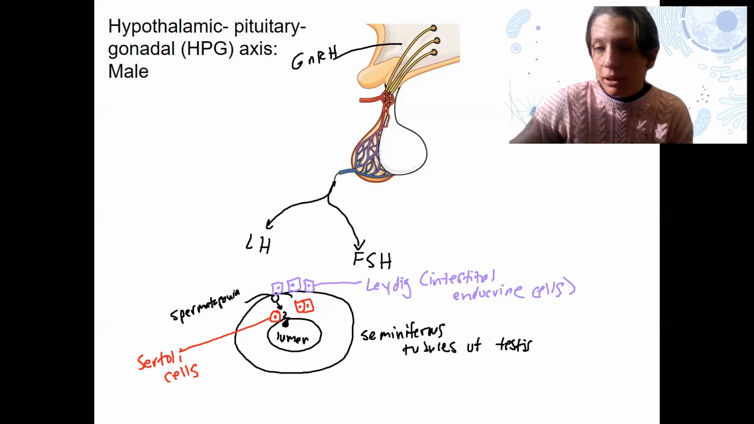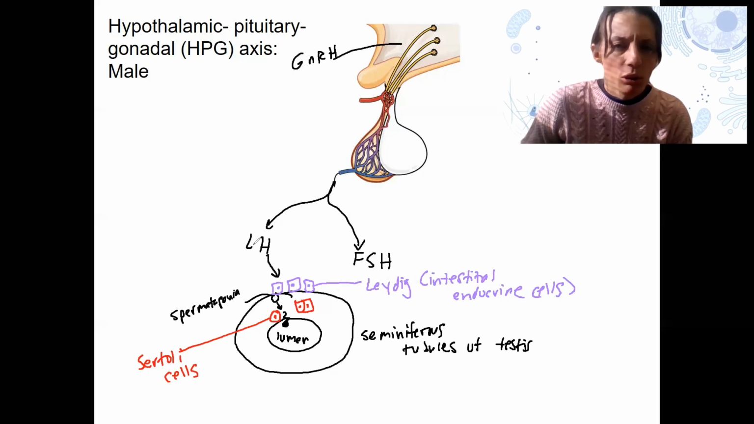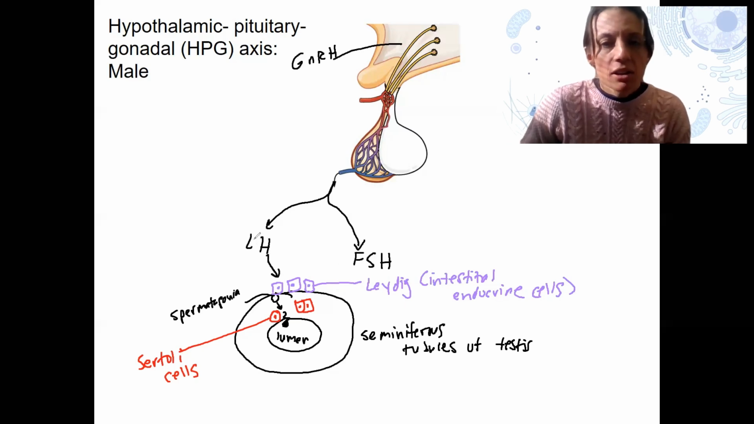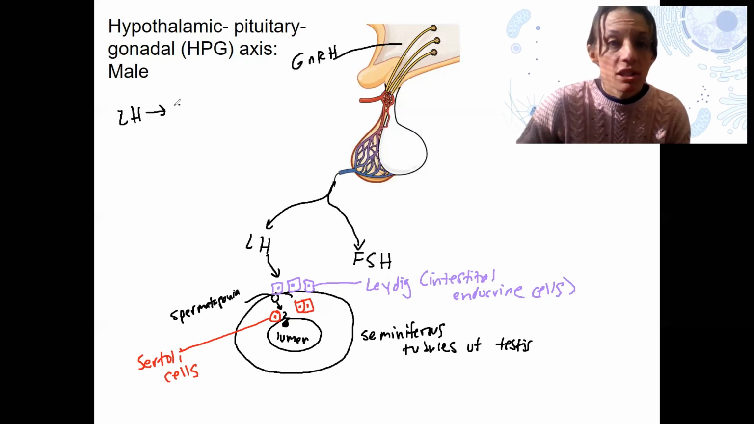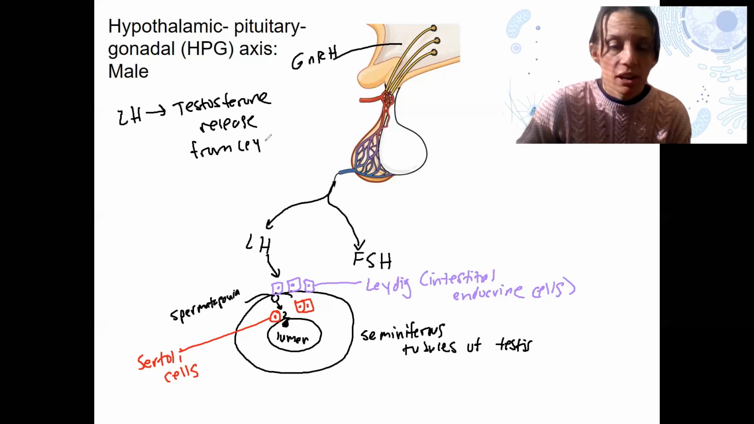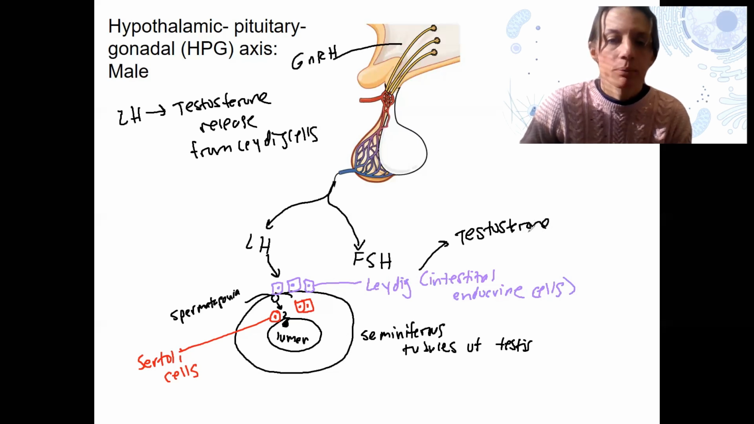So let's just do this. Luteinizing hormone, it is going to trigger the Leydig cells. So remember, luteinizing Leydig, LL. So luteinizing hormone is going to trigger testosterone release from those Leydig cells, because those are endocrine cells, right? Let's just say these are going to produce testosterone, and that is stimulated by luteinizing hormone.